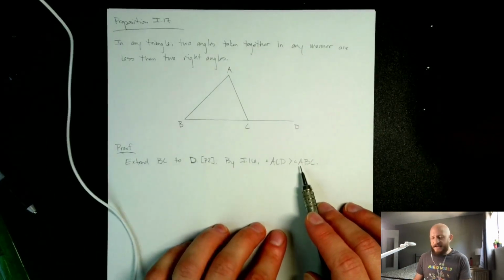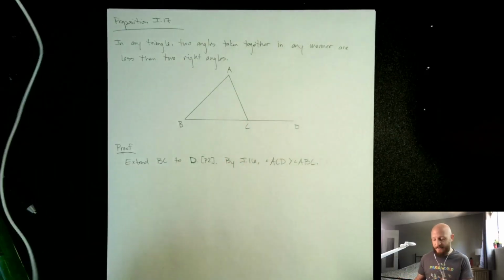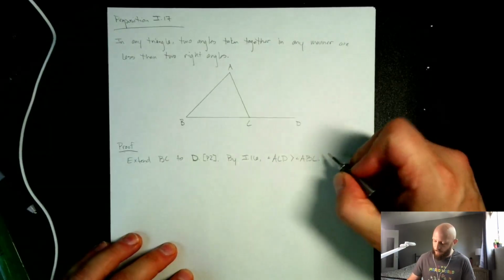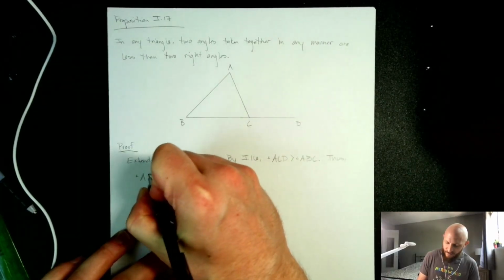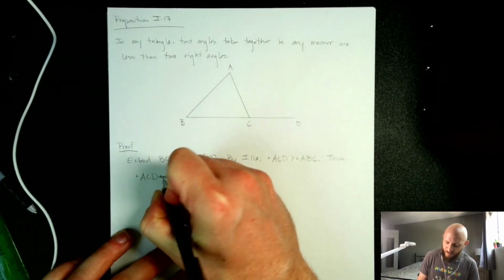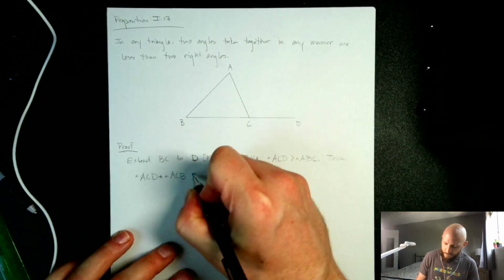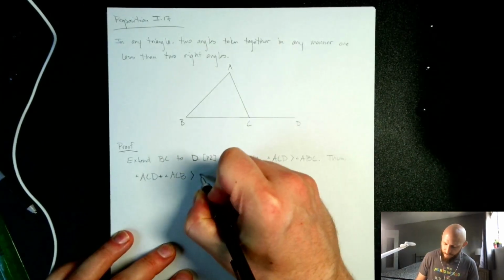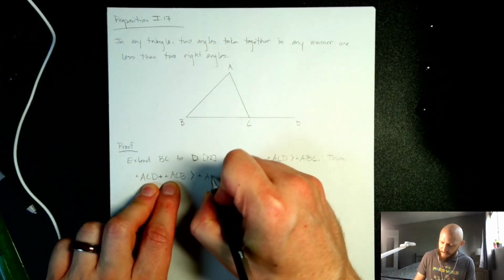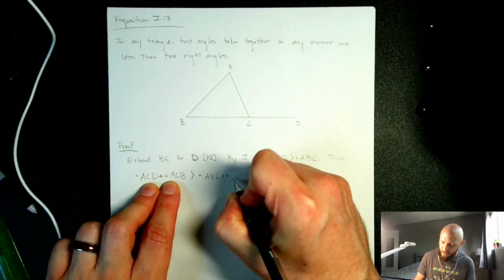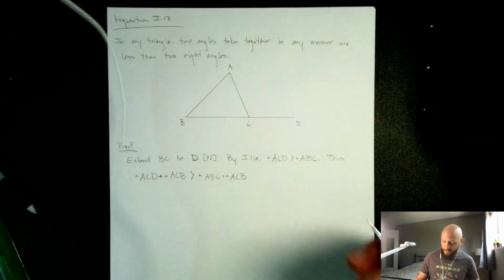If this inequality holds, then we can add the same thing to both sides of the inequality, and the inequality still holds. So if I add angle ACB to both sides, the inequality holds: angle ACD plus angle ACB is greater than angle ABC plus angle ACB. And that just follows.